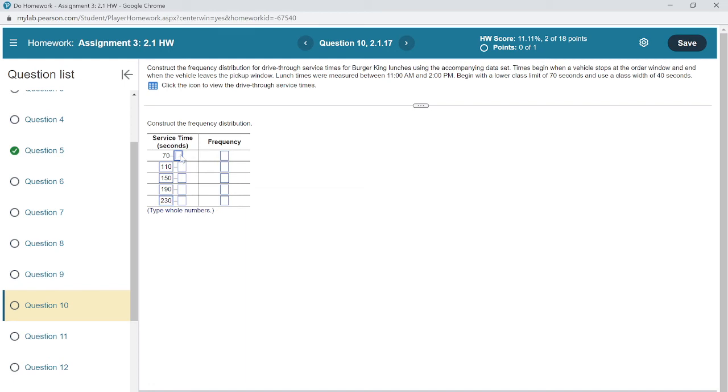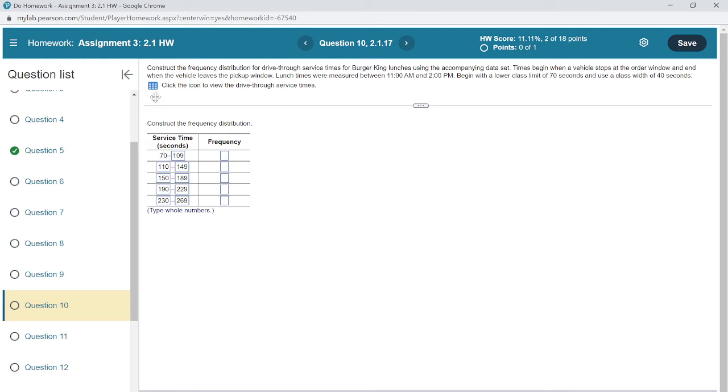So now the upper class limit is just 109. So any data from 70 to 109 belongs to the first class. And then similarly, you can fill 149, 189, 229, and then it's 230 plus 40, 270, but it should be 269.